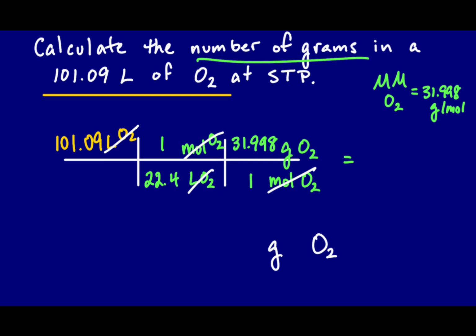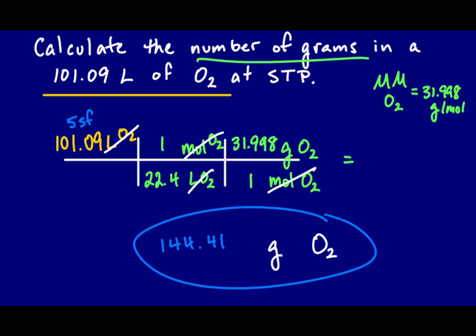So when we plug this into a calculator, we have 101.09 divided by 22.4 multiplied by 31.998. Our given value has 5 sig figs, so our final answer should have 5 sig figs. So we will end up with 144.41 grams of O2. That is going to be our final answer. So this is a two-step conversion because we used two converting factors.